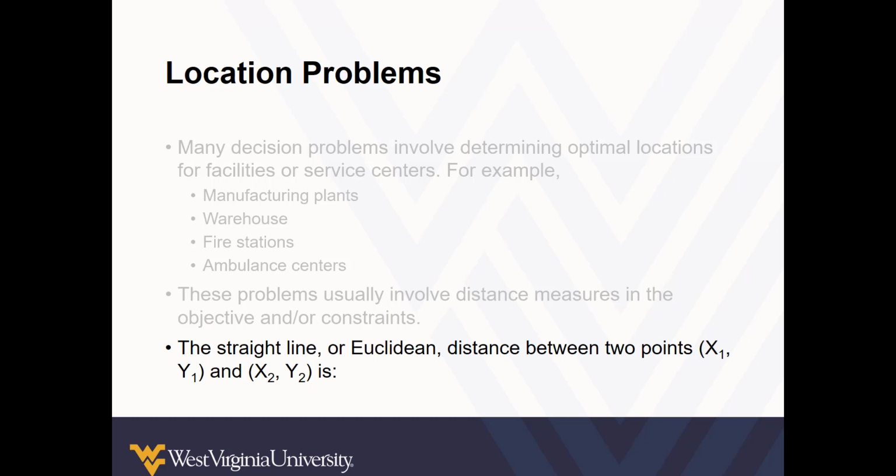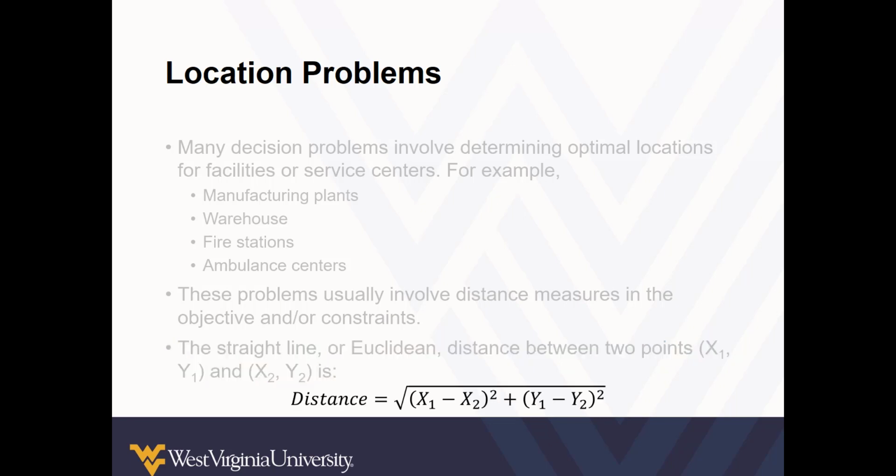And the straight line or Euclidean distance between 2 points, x1 and y1, is calculated using this distance equation. And this equation also comes up in data mining when you're trying to find and group observations based on their distance to each other, but it also comes up in location problems. So you will see Euclidean distance again.